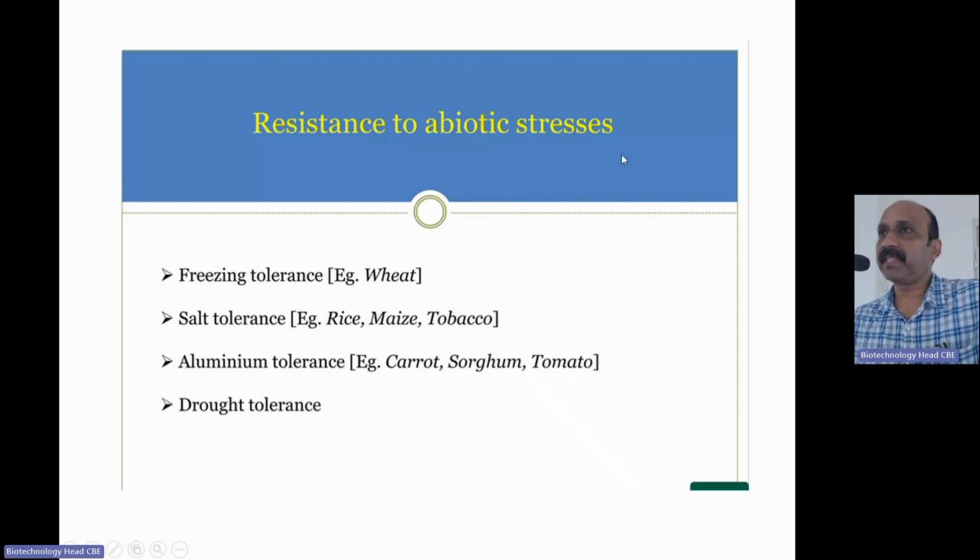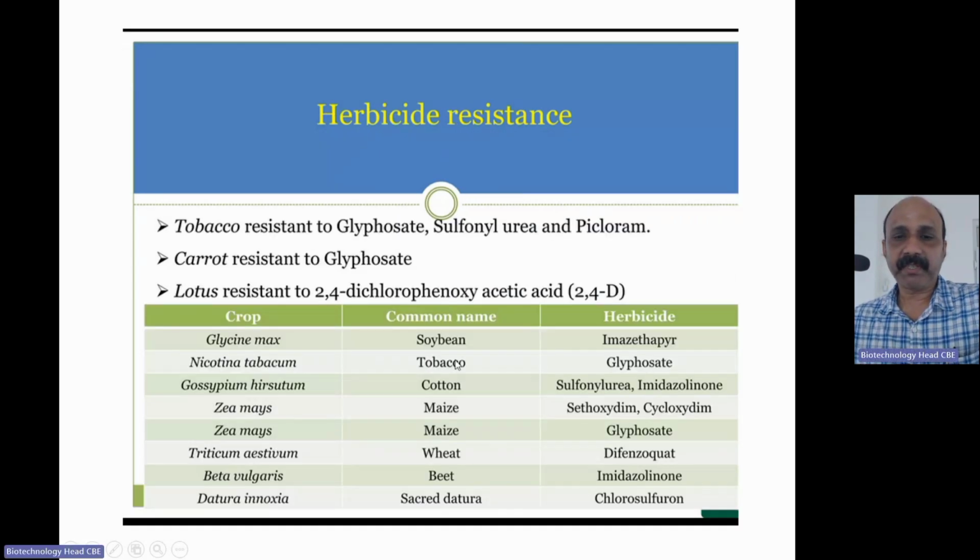Resistant to abiotic stresses. So you introduce the specific stress, like freezing tolerance in wheat, or salt tolerance in rice, maize, tobacco, or heavy metal, aluminum tolerance in other plants, drought tolerance, herbicide resistant characters. Like in soybean, imethacillin resistance. These are examples that have already been developed: for tobacco, glyphosate; carrot, glyphosate resistance; lotus resistant to 2,4-D. All these plants have been developed by using the specific herbicides for selection.